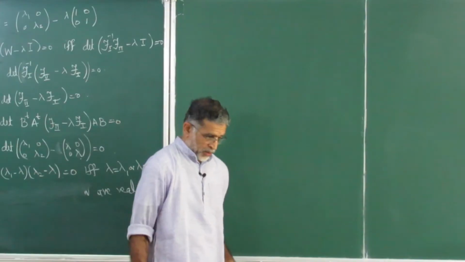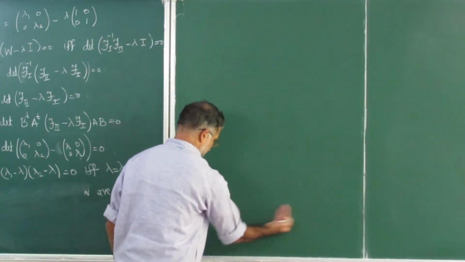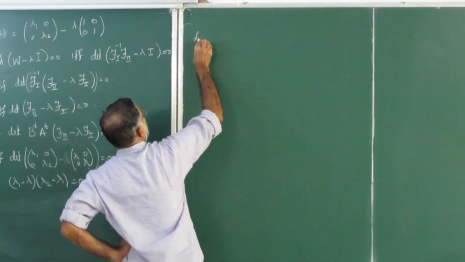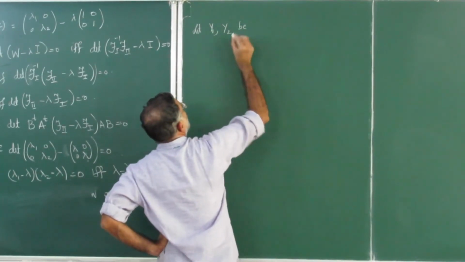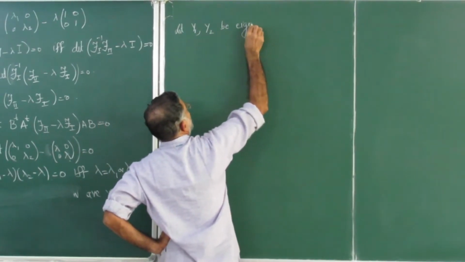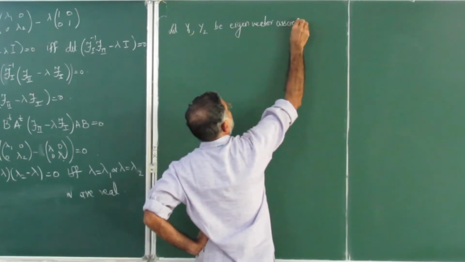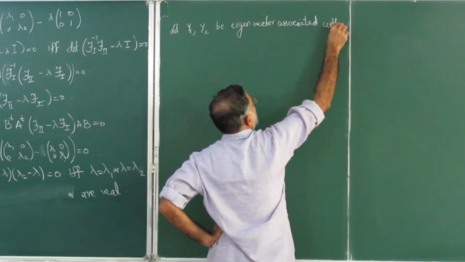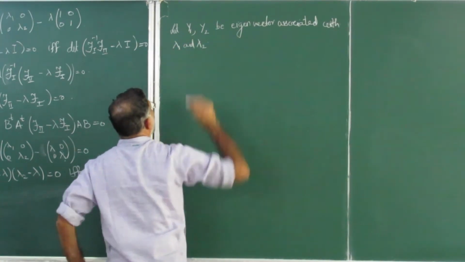So we have seen that the eigenvalues are real. Now the next question is about the eigenvectors. Okay, so let y1, y2 be eigenvectors, non-zero of course, associated with those two eigenvalues lambda 1 and lambda 2. Okay.